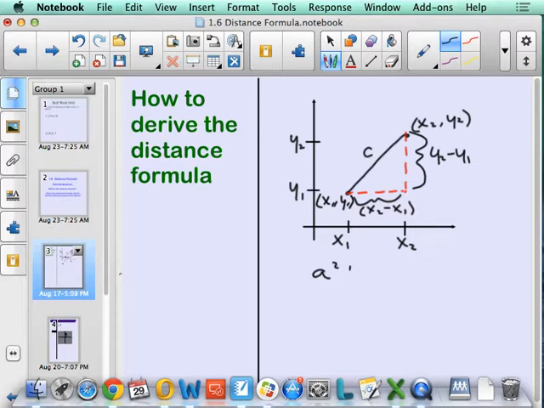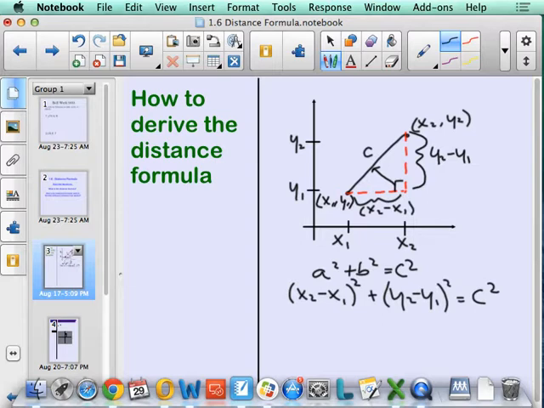So let's go ahead and see if we can use the Pythagorean theorem to solve for C. Remember, our Pythagorean theorem is a squared plus b squared equals c squared, where a and b are the legs of the triangle. So I know the bottom leg of that triangle is x2 minus x1. I'll square that. The other leg of the triangle is y2 minus y1, and I'm going to square that. That's all equal to the hypotenuse, which we know is C because it's across from the right angle.